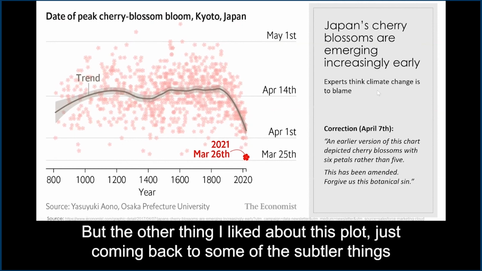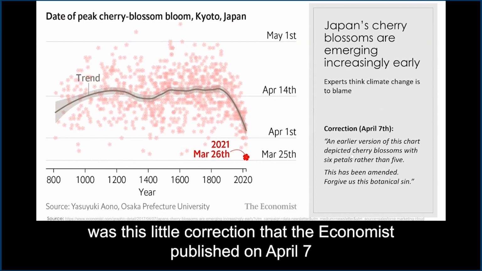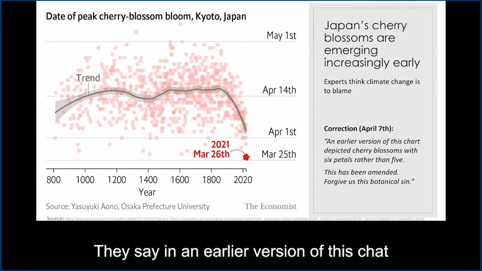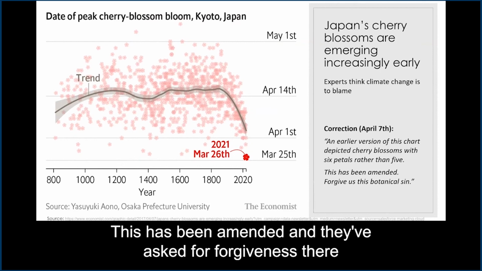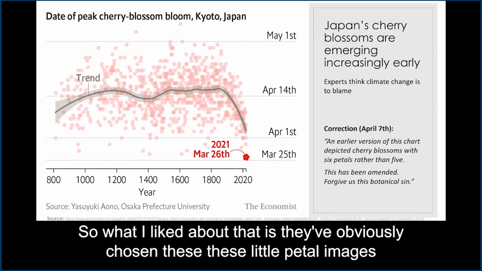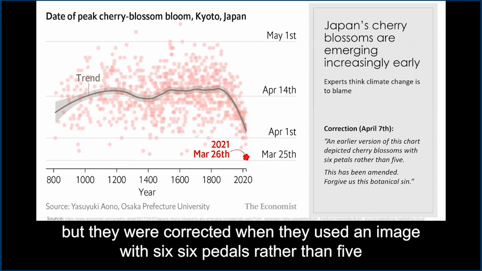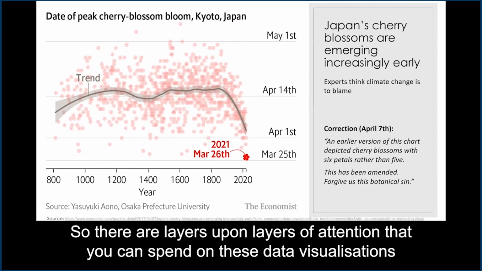But the other thing I liked about this plot, just coming back to some of the subtler things, was this little correction that the Economist published on April the 7th. They say in an earlier version of this chart, they depicted the cherry blossoms with 6 petals rather than 5. This has been amended and they've asked for forgiveness there. What I liked about that is they've obviously chosen these little petal images, but they were corrected when they used an image with 6 petals rather than 5. So there are layers upon layers of attention that we can spend on these data visualizations.